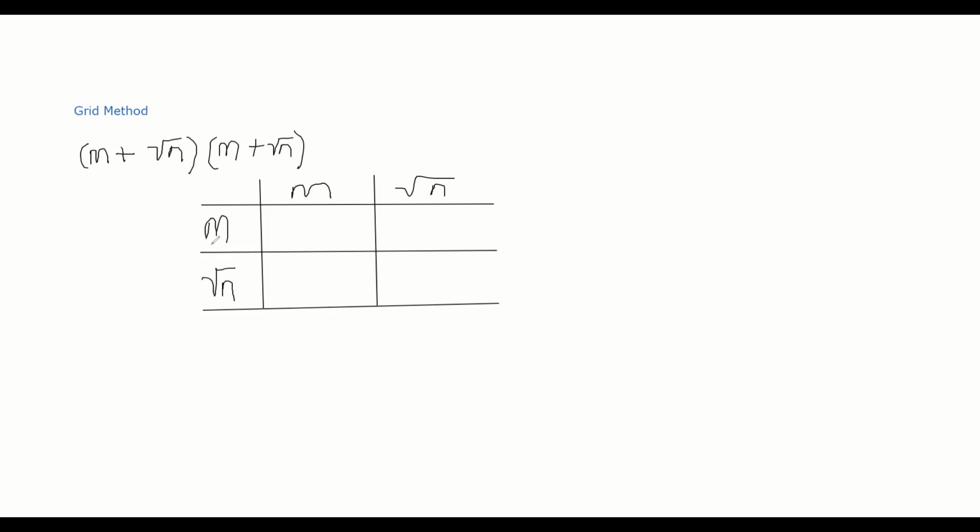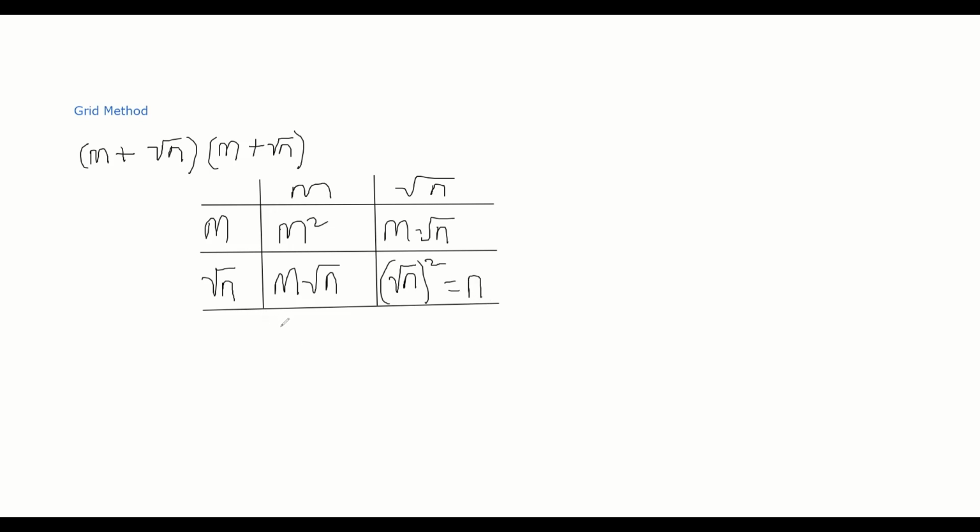So what we do here is we're going to multiply m and m. It gives us m squared. And we'll multiply m and root n. It gives us m root n. Here we do root n times m. It gives us m root n. And we do root n multiplied by root n. It gives us n. Like I said earlier on, root n squared gives us n.